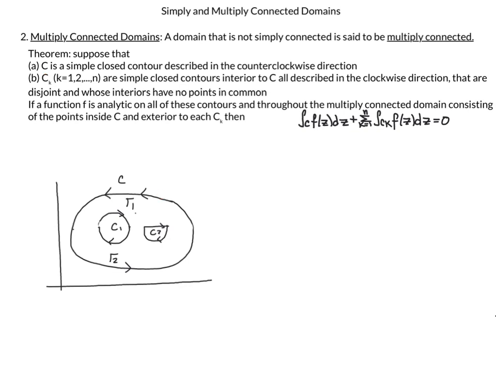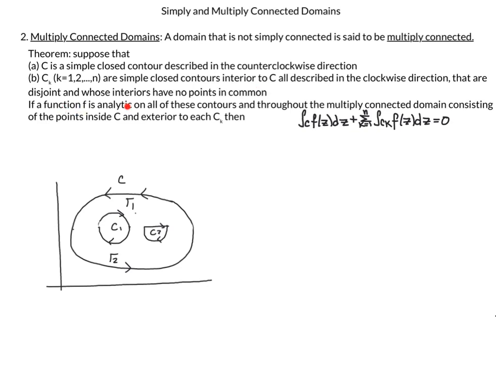Now suppose we have C sub k, where k is equal to 1, 2, up to n, and I drew k equals 1 and 2. These are simple closed contours interior to C and all described in the clockwise direction, and they're disjoint and whose interiors have no points in common. So here's my C1 in the clockwise direction, C2 in the clockwise direction. You can see they're disjoint. They do not share any interior points in common.